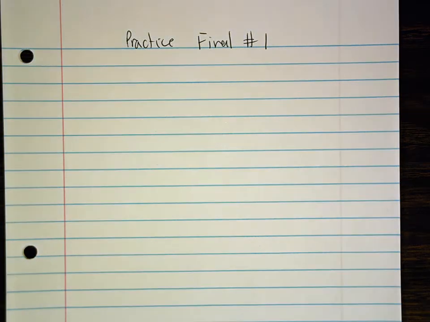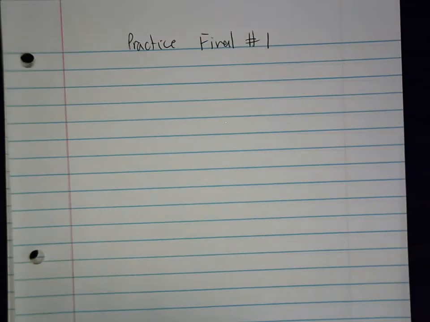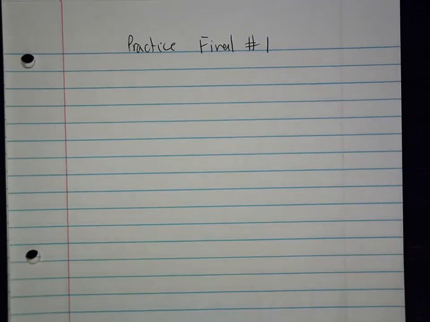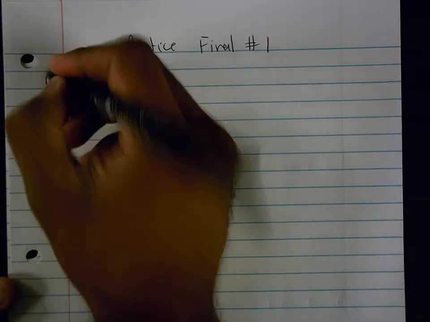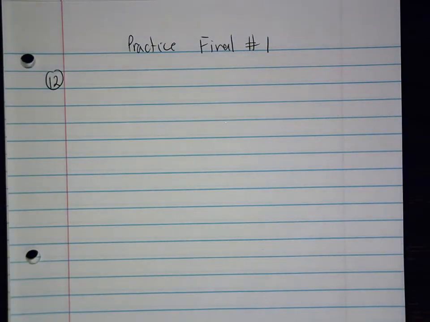This is our continuation of the practice file number 1. We are on question number 12. This is our rational expressions unit. This is combined factor reduce, all the different fractions and rational expressions.